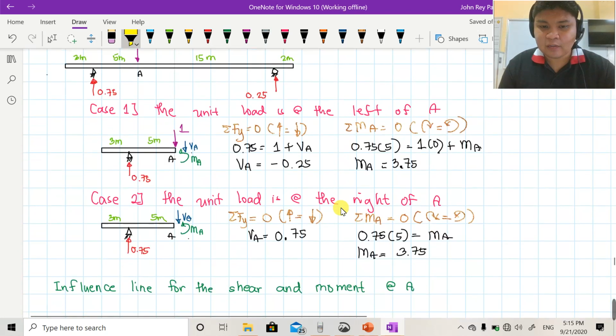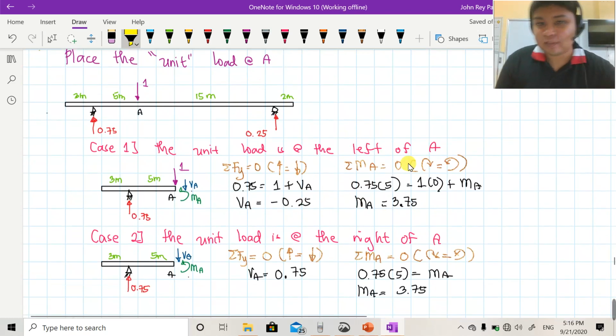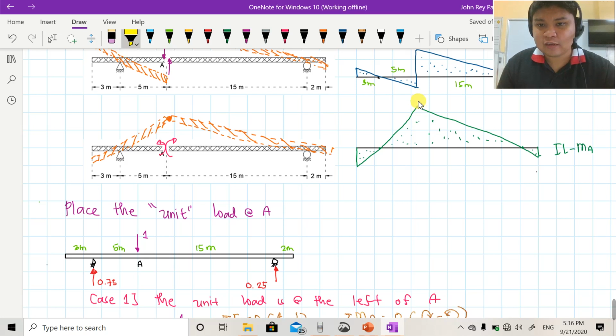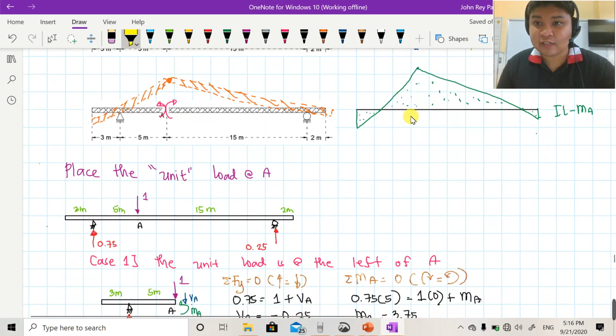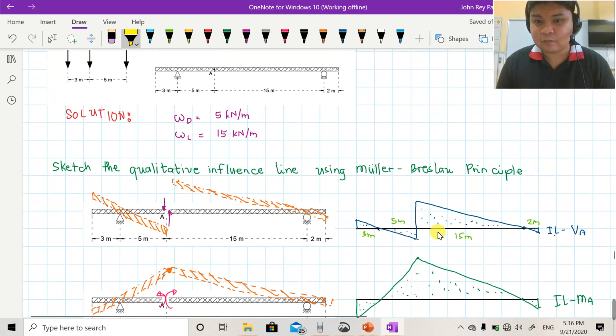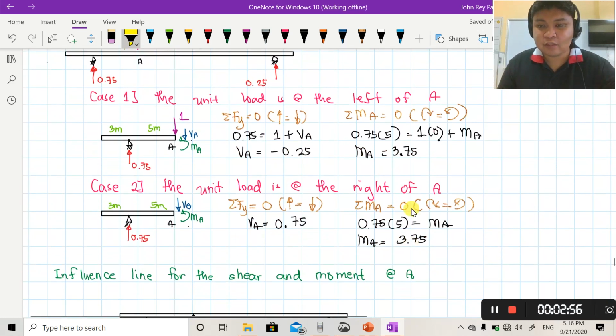Right? So, case 1 is the unit load at the left of A. The shear you will find is negative 0.25 and the moment is positive 3.75. And it reflects the drawing of the qualitative influence line because the influence line for the moment at A is positive, or above. On the other hand, the unit load is at the right of A. So, you expect that the value of shear will be positive here. In fact, that is correct, it became 0.75. And the moment, however, will still be the same, because as you notice, in our qualitative influence line, nothing changes. Right? So, this is still 3.75.